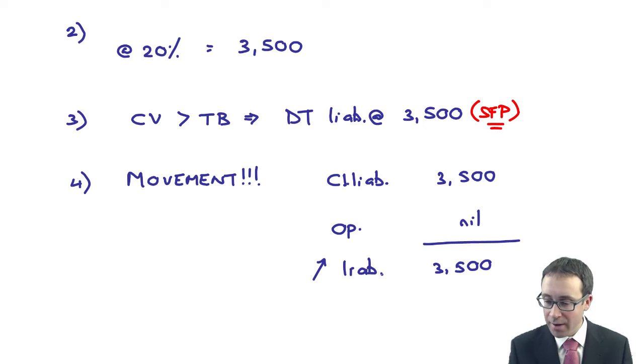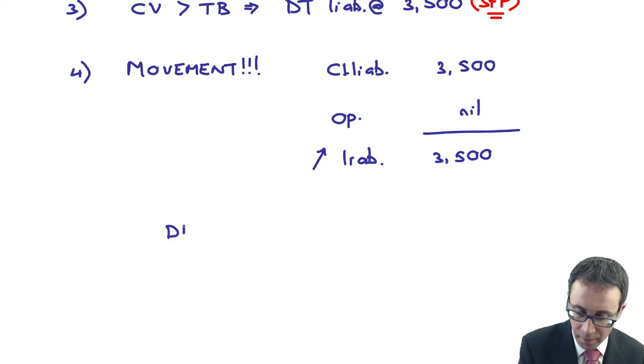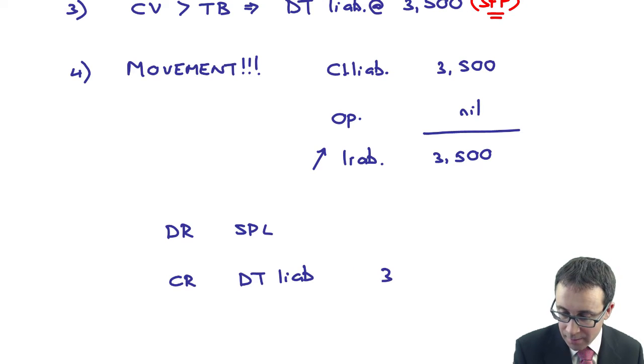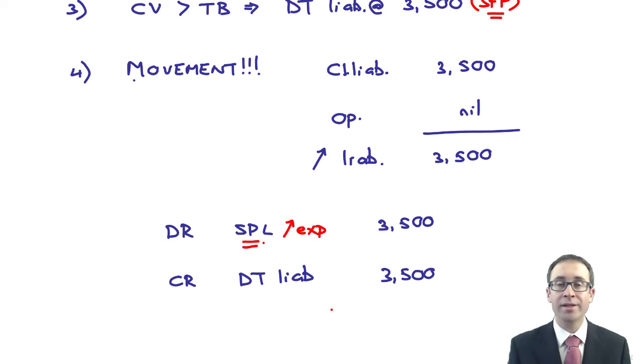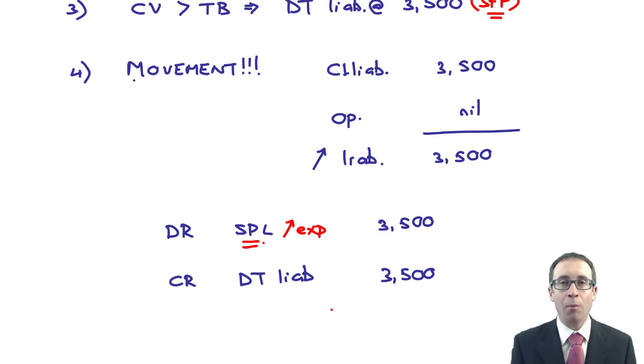Okay. So if that is the case, there should be just enough room at the bottom of my page to debit the statement of profit or loss, credit my deferred tax liability with the 3,500. So that debit to the statement of profit or loss will increase the expense, won't it? Okay. Nice and simple. Nothing too much there to get yourself bogged down within, is there?